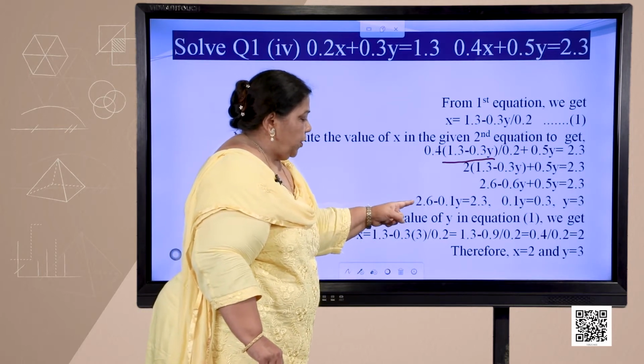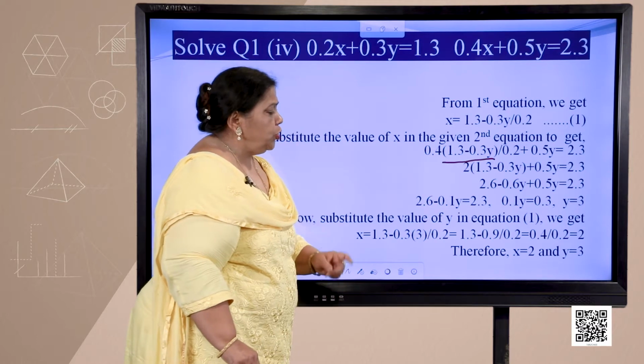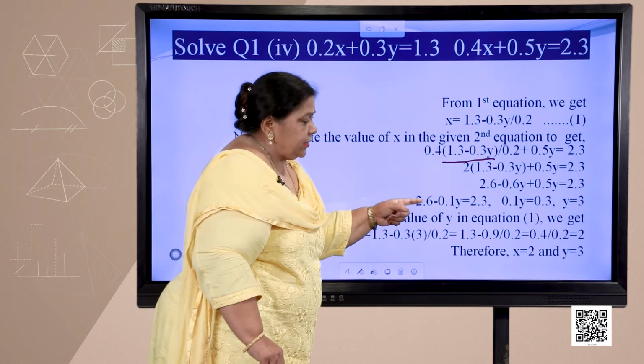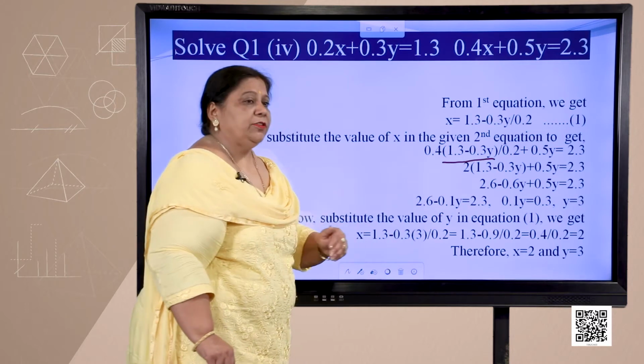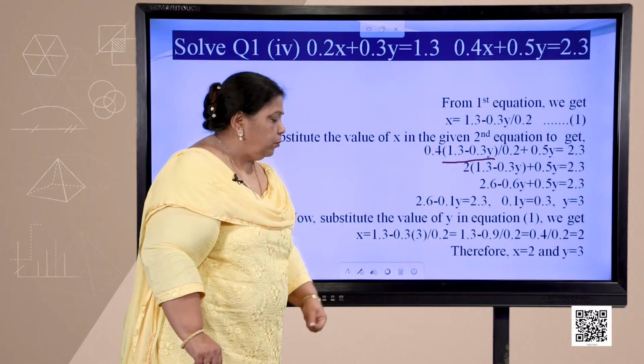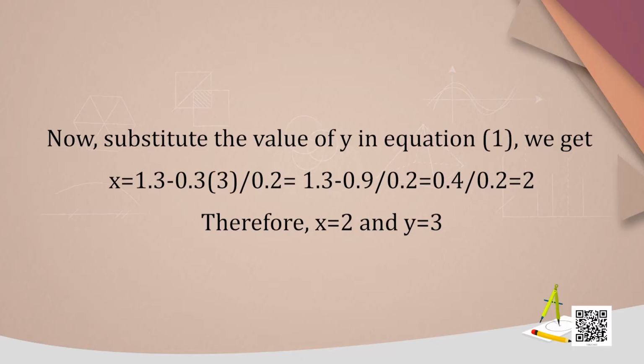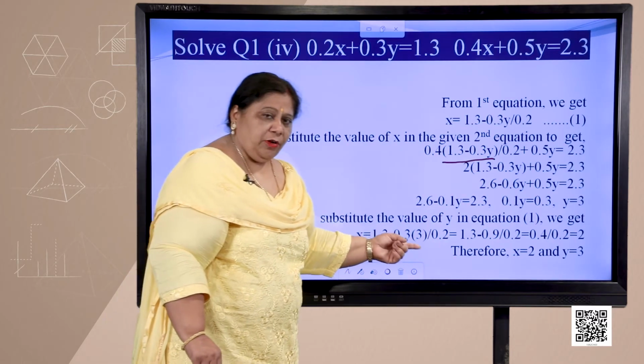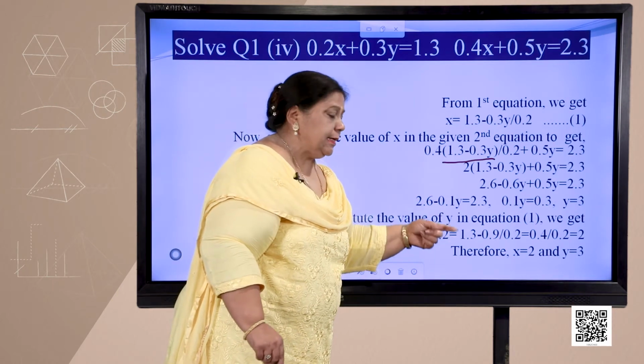That gives me 2.6 minus 0.6y plus 0.5y is equal to 2.3. That is nothing but 2.6 minus 0.1y is equal to 2.3. 0.1y is equal to 0.3, that is y is equal to 3. Now substitute the value of y in the first equation. We get x is equal to (1.3 minus 0.3 into 3) upon 0.2, that is equal to (1.3 minus 0.9) upon 0.2, that is equal to 0.4 upon 0.2, that is 2. Therefore, the value of x is 2 and the value of y is 3.